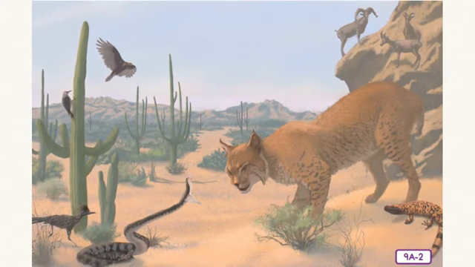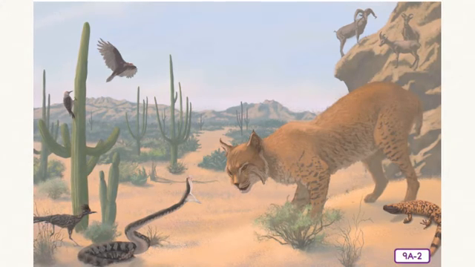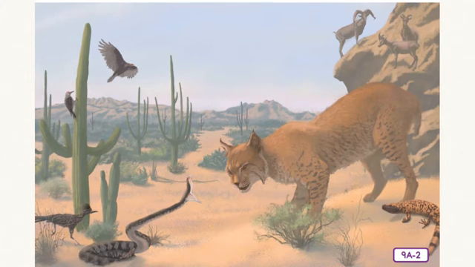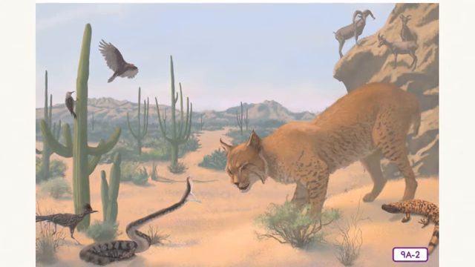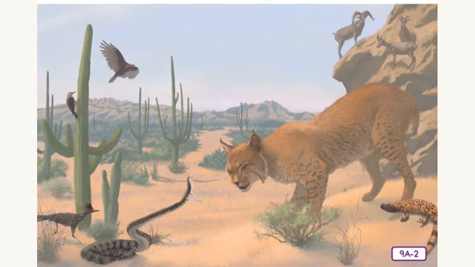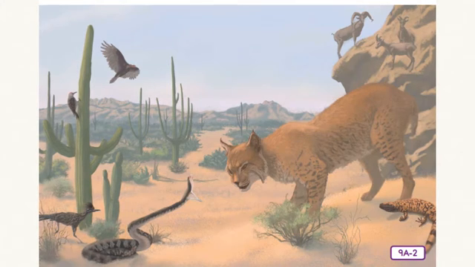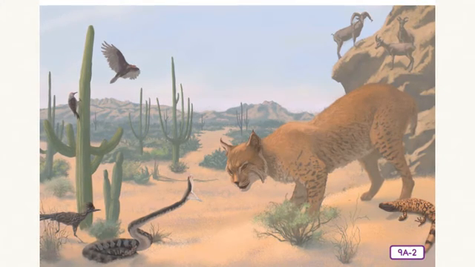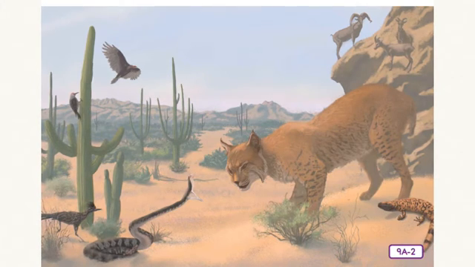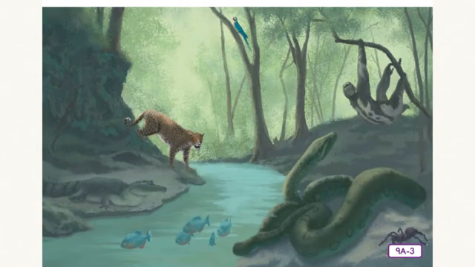The bobcat and the sheep are both covered in fur, so we know they are mammals. What about the Gila monster? It's a reptile, one of the only 2 venomous lizards in America. What kind of animal is this rattlesnake, which is also covered in scales? Yes, it's a reptile. It's a venomous one as well, and it is one of the few reptiles that give birth to live young. Great job!